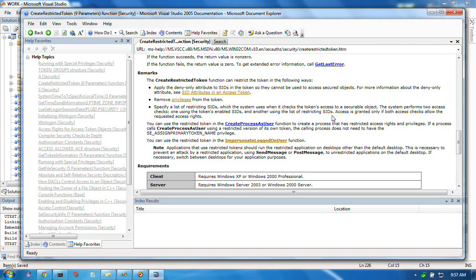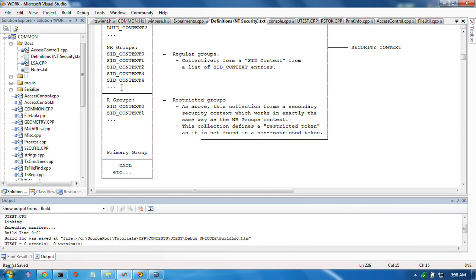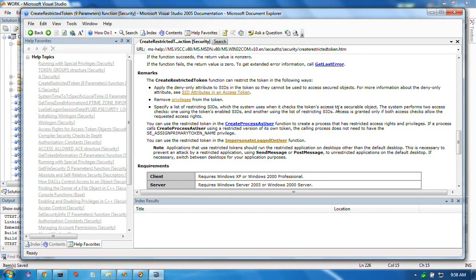Surely, if one doesn't approve, it doesn't matter which order you do it, right? If access is not granted after checking the non-restricted ones, then access is not granted, right? So it doesn't matter. If you did it in the reverse direction, in the reverse order, you get the same answer.